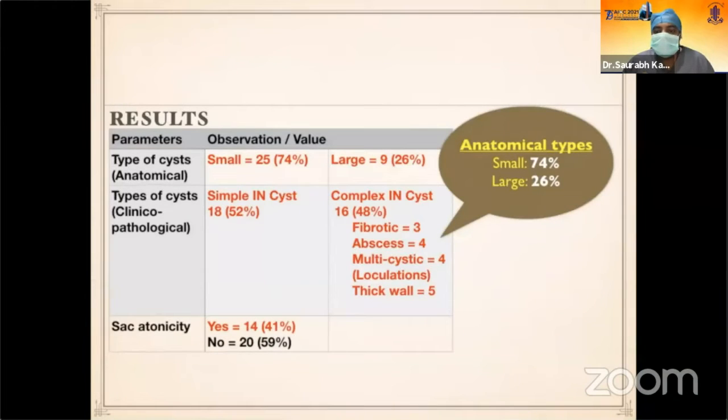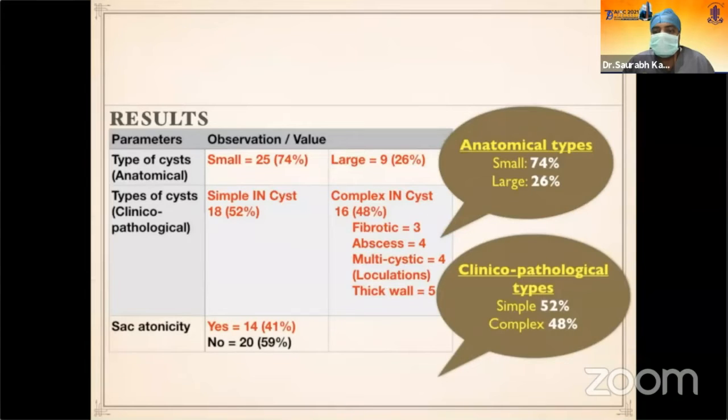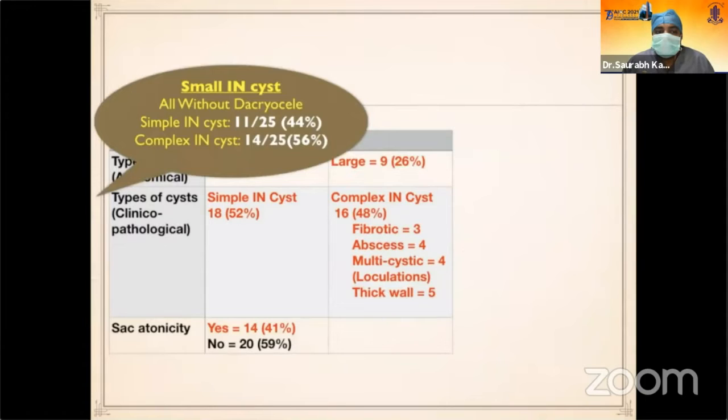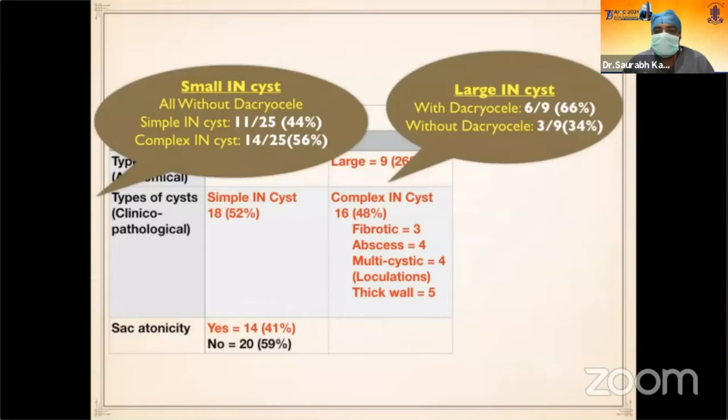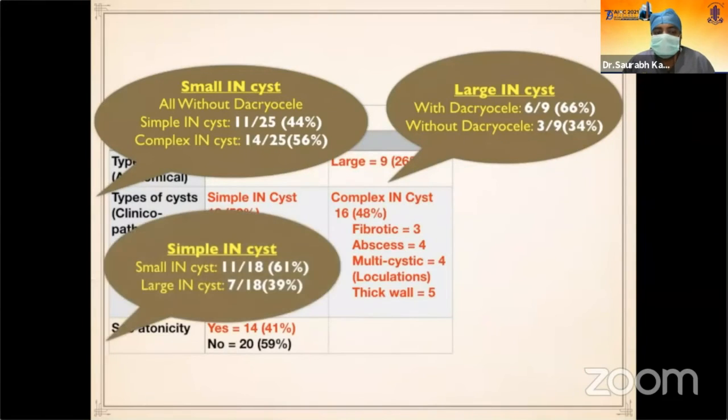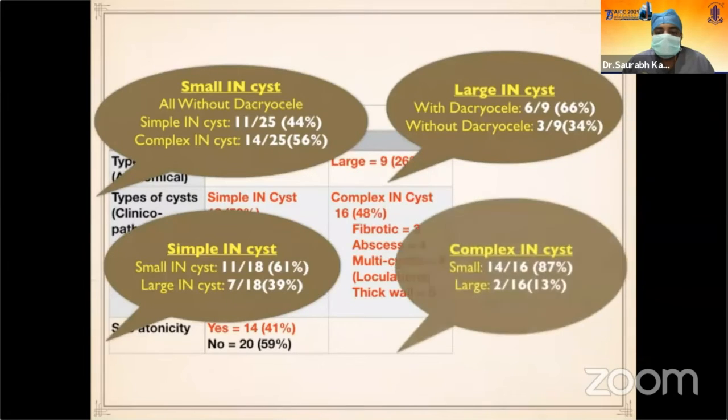So I divided them based on the anatomical types and the clinicopathologic types. Anatomical into small and large, and clinicopathologic into simple and complex type. Sac atonicity was noted in about 41% of the cases. Now, all children without dacryocele had small intranasal cyst, and all the children with dacryocele had large intranasal cyst. And within the simple type, the small intranasal cyst accounted for 61% of the cases, and within the complex, small accounted for 87% of the cases.